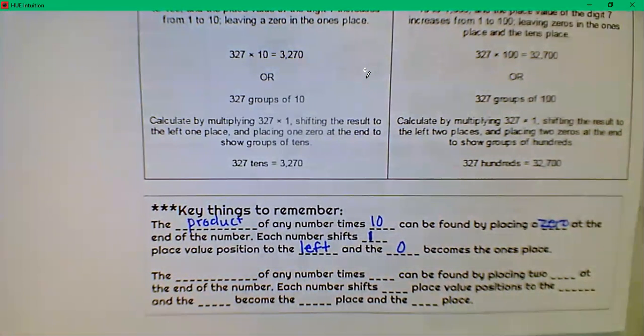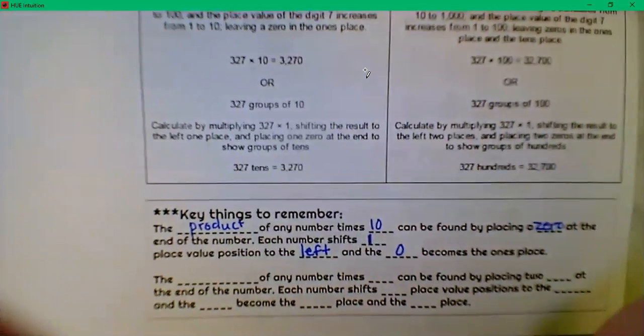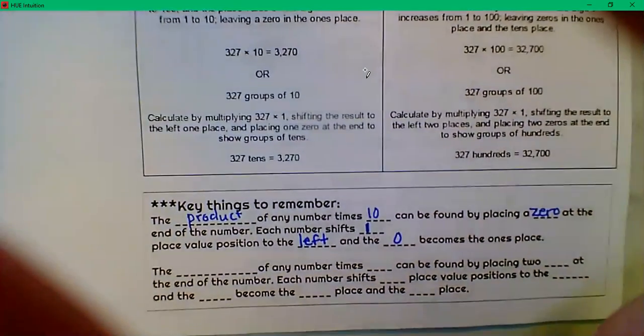So what that says, all in one, is the product of any number times 10 can be found by placing a 0 at the place value position, at the end of the number. Each number then shifts one place value position to the left, and the 0 becomes the ones place.